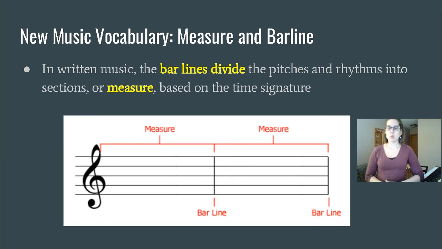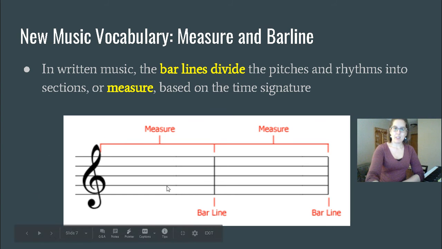Just like when you write a story or you write an answer, you use capital letters and periods to divide up your sentences. Measures and bar lines are similar to that in music. So the bar lines divide up the rhythms into sections. Those sections of music are called measures. So the bar lines are lines, just like you would guess, these short little lines, and they break up into sections. So from bar line to bar line, in between is a measure.